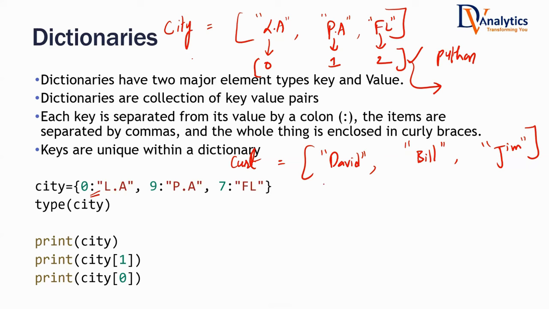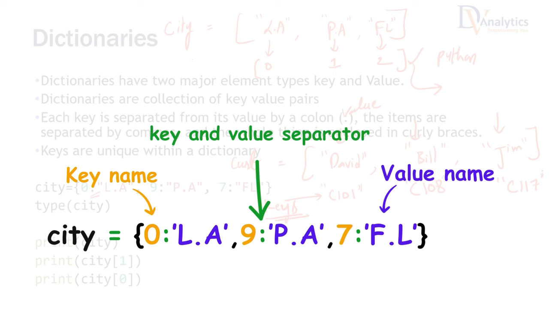David's customer ID is C101. Bill's customer ID is C108. Jim's customer ID is C117. Now, if I want to access Jim, I don't want to access with cust zero, one, two, because Jim can be anywhere. So these are called keys. Associated with every key, you have a value. So, key value pairs. A dictionary is a collection of key value pairs.